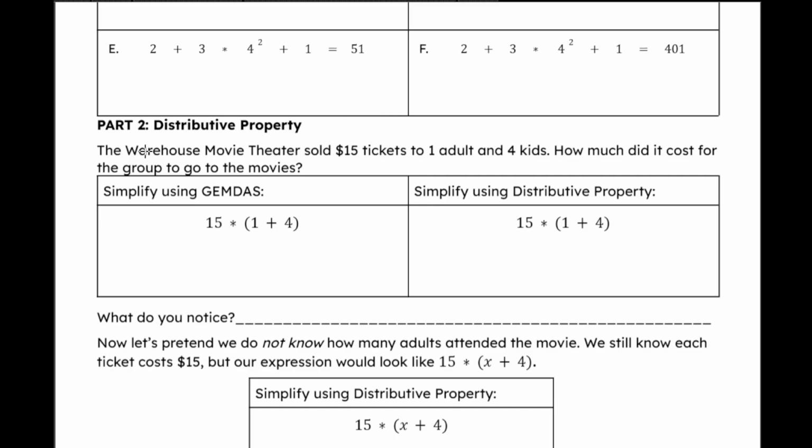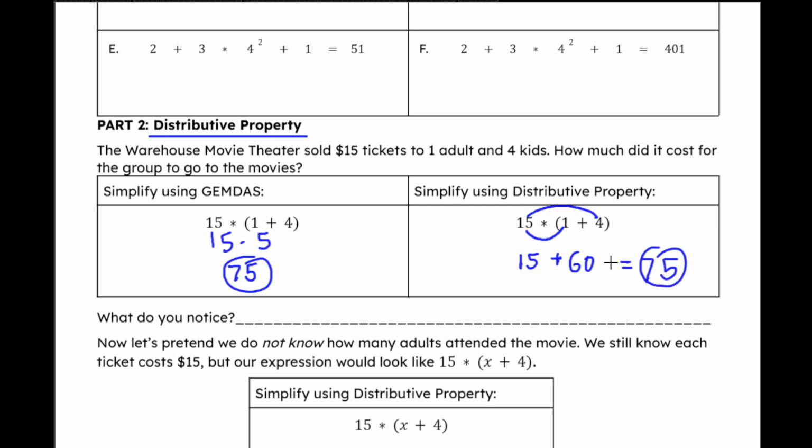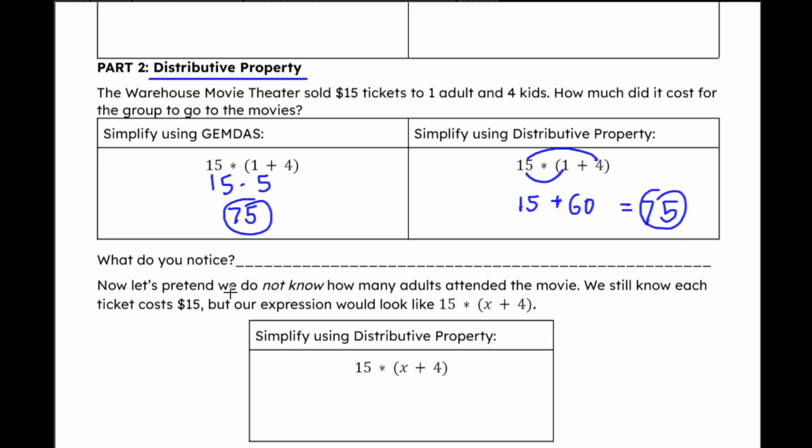So, example, the Warehouse movie theater sold $15 tickets to one adult and four kids. How much did it cost for the group to go to the movies? If we use GEMDAS, we do the groupings, the parentheses first. So that becomes a 15 times 1 plus 4, which is 5. 15 times 5 gives us 75. If we use distributive property, you do 15 times 1, which is 15, plus 15 times 4, which gives you 60. 15 plus 60 also gives you 75. So what you should notice is that we get the same answer.